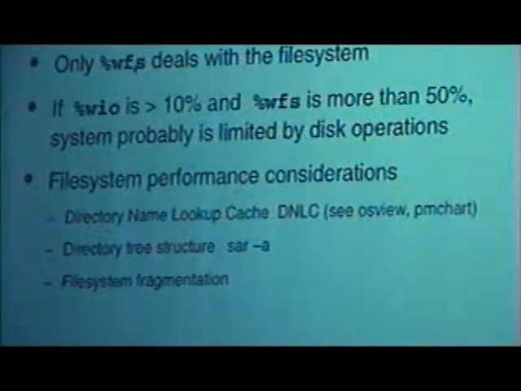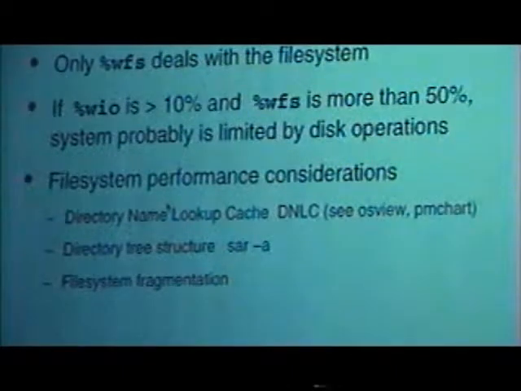So their example here is saying if wait IO is more than 10%, and if wait FS is more than 50%, the system is limited really not by disk operations, but by file system buffer cache. This is a problem. IRIX moves everything through cache, so this person that wrote this slide was thinking that if wait FS is high, my disks are slow, when in fact I could be simply running out of buffers. Okay, so I don't like that. Get rid of disk operations, and it's limited by my buffer cache.